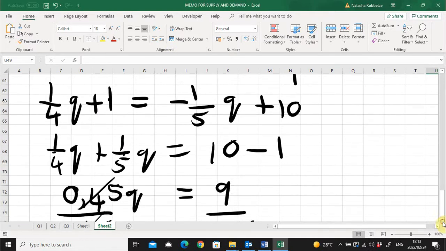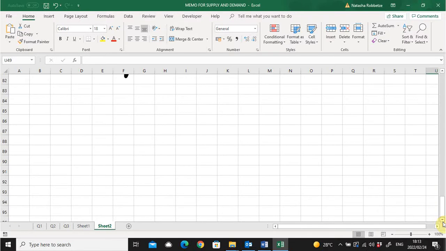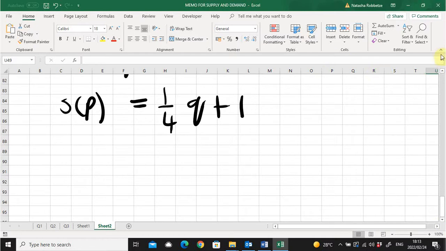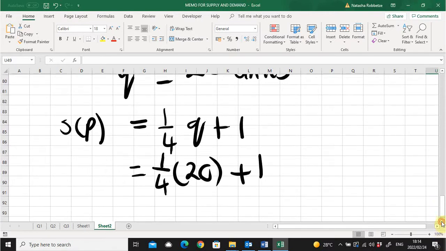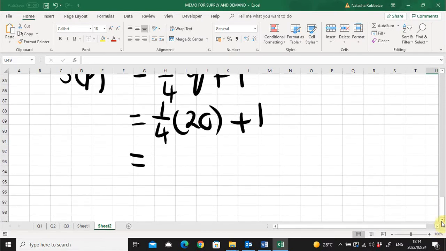We use our equation for supply. So for supply, the price of the supply was given to us as 1/4 Q plus 1. And we just solved the Q for market equilibrium. We said it's 20 units. So I'm going to replace it in 1/4 of 20 plus 1. And 1/4 of 20, I believe, is 5. Plus 1 gives you 6. So the price should be 6 Rand for market equilibrium.